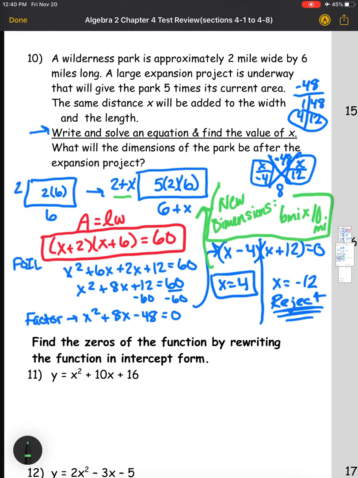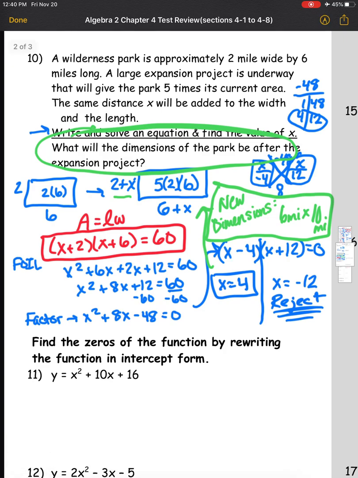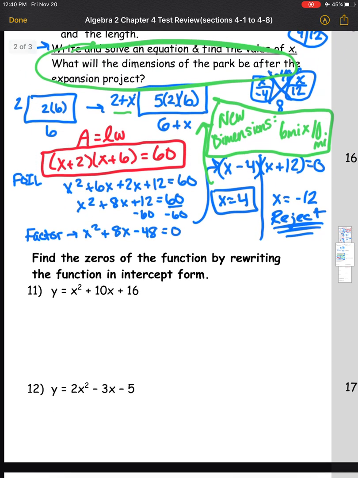So I needed 3 pieces of info for this problem. I needed that equation that I boxed in red. I needed the x value, which I boxed in blue. Okay? And then I boxed in green here the new dimensions, because I needed the new dimensions of that project.